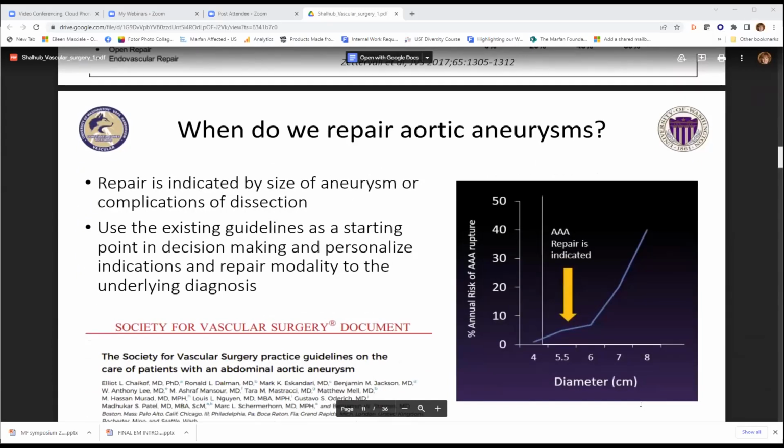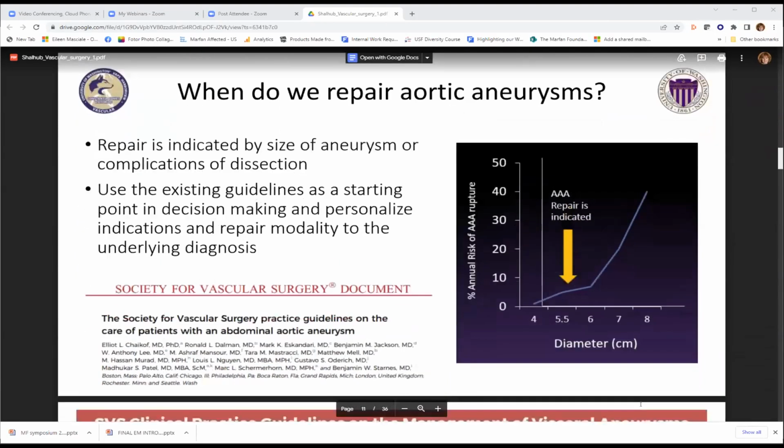So aortic aneurysms, this is specifically for abdominal aortic aneurysms, not ascending. You've heard a lot about the ascending and root aneurysm thresholds, but this is for abdominal aortic aneurysms. And you can see from population studies the number of 5.5 centimeters, that's when the abdominal aortic aneurysm reaches 5.5 centimeters. That's when the risk of rupture starts going up. And that is when we recommend repair in the general population.